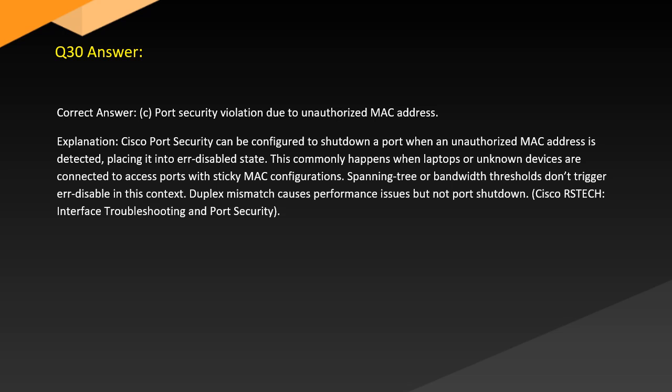Answer. Correct answer: C. Port security violation due to unauthorized MAC address. Explanation. Cisco port security can be configured to shut down a port when an unauthorized MAC address is detected, placing it into a disabled state. This commonly happens when laptops or unknown devices are connected to access ports with sticky MAC configurations. Spanning tree or bandwidth thresholds don't trigger disable in this context. Duplex mismatch causes performance issues but not port shutdown. Cisco RSTECH, interface troubleshooting and port security.